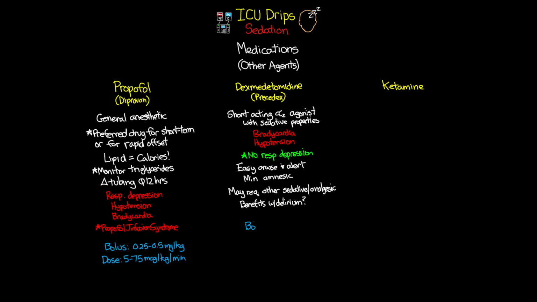Now, Precedex can also be given in a bolus, and if we do, it's typically 1 microgram per kilogram, and we give it over 10 minutes. And our typical infusion dose is going to be from 0.2 to 1.4 micrograms per kilogram per hour.